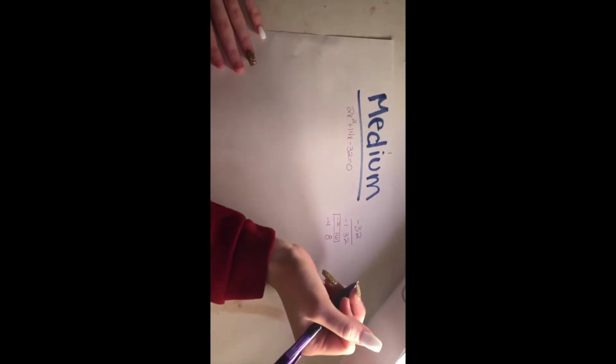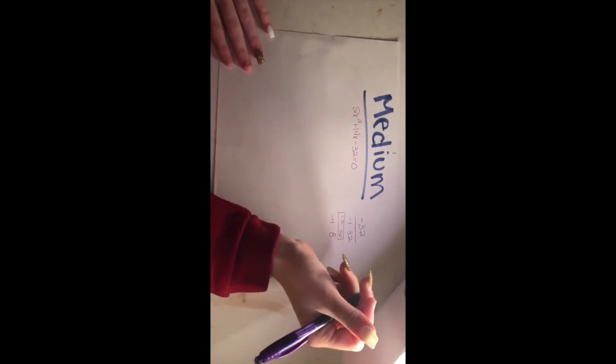Okay. And then you flip the signs of both numbers to make sure it's plus 7 and plus 2. And then your answer is x equals 7 and x equals 2. So this is our medium equation.